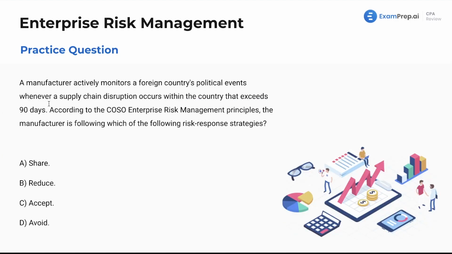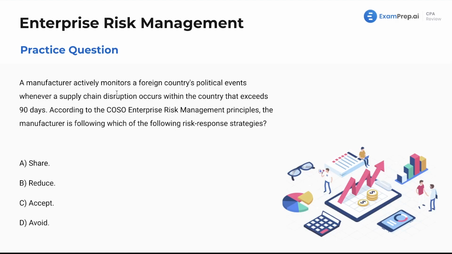Next up, a manufacturer. So we've got our risks again. Do we share it, reduce it, accept it, or avoid it? A manufacturer actively monitors a foreign country's political events whenever supply chain disruption occurs within the country that exceeds 90 days. According to the COSO Enterprise Risk Management Principles, the manufacturer is following which of the following risk response strategies?